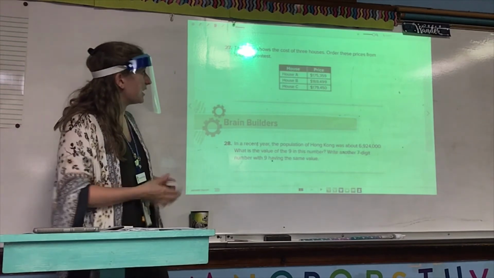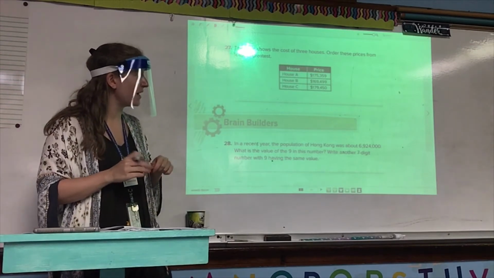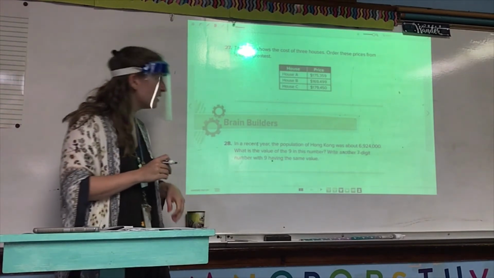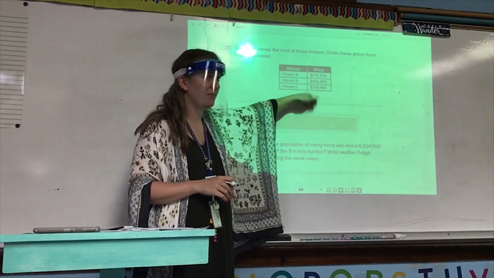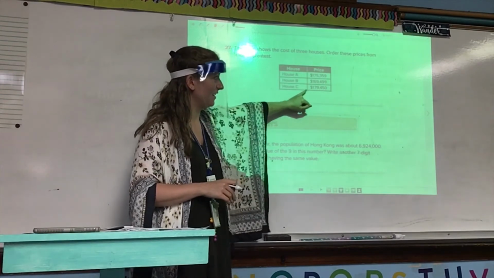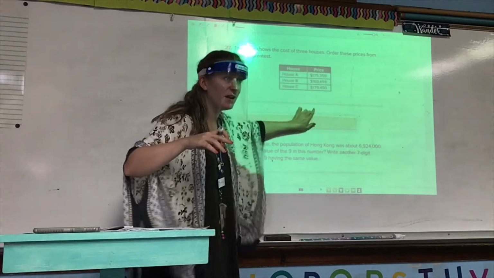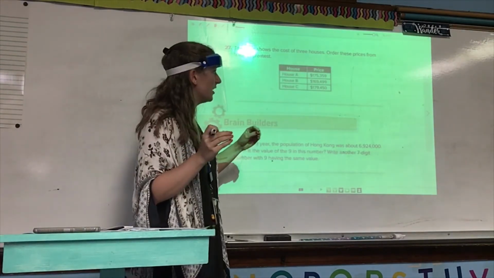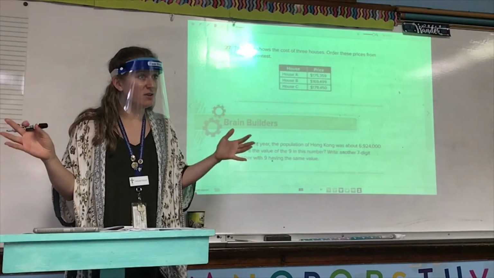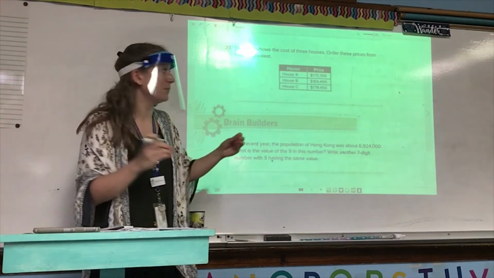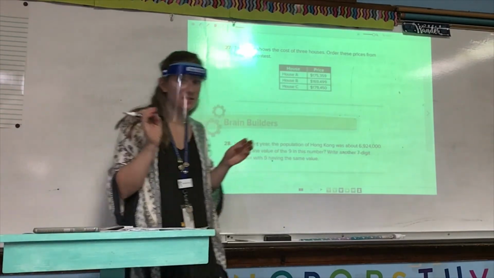Okay, so number 27, it says, the table shows the cost of 3 houses. Order these prices from least to greatest. So Michaela, you're going to help me here. Well, this makes it kind of easy because we already have it up and down, almost like a place value chart. So we don't even have to use our fingers. We can just look straight up and down. So we don't need a place value chart. If you have numbers to order on your test, you can't use your place value chart, but you could take those numbers and write them to the side, up and down. Just make sure you line up all the digits.